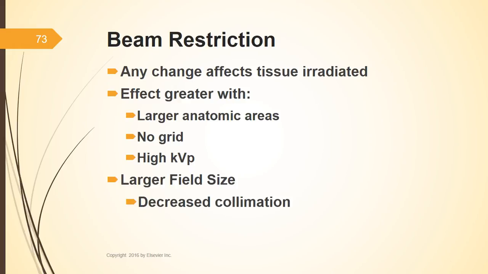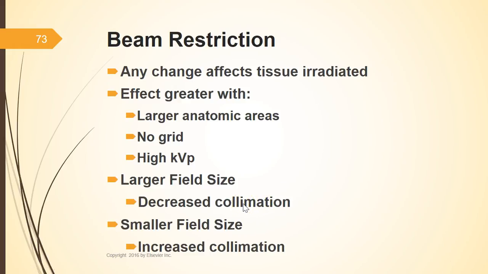So a larger field size means that we decrease collimation. And I want to spend just a minute on this because a lot of people will say, well, if I decrease collimation, then I have made my box smaller. Well, yes, you have. But it's not. It's decrease collimation. Collimation is the box, so if you decrease it, you've opened it wide up. A smaller field size means that we have increased the collimation. So let's look at these individually now that I've totally confused you.